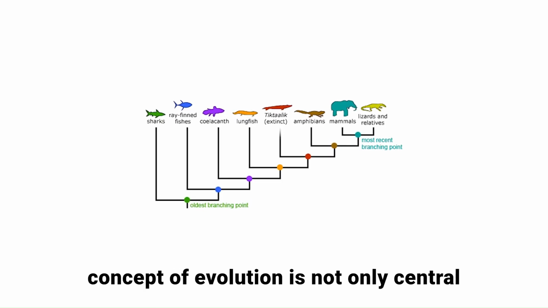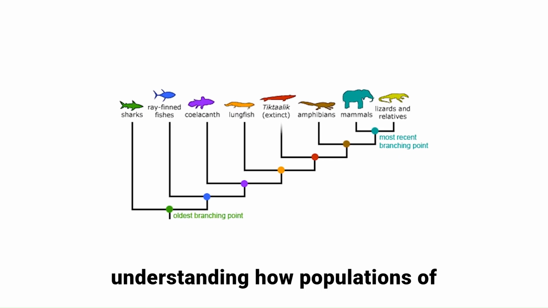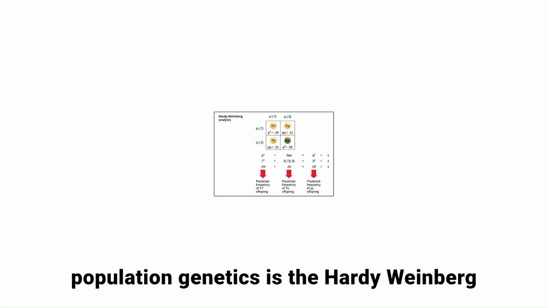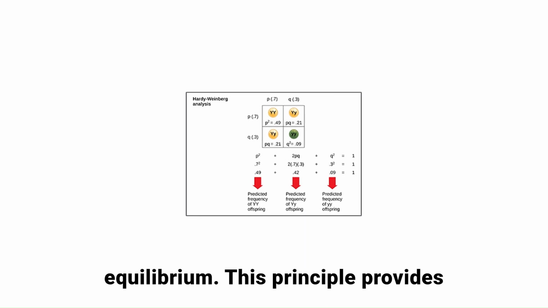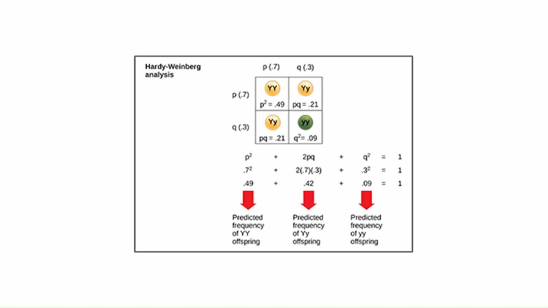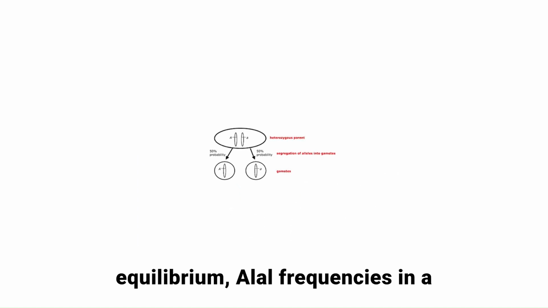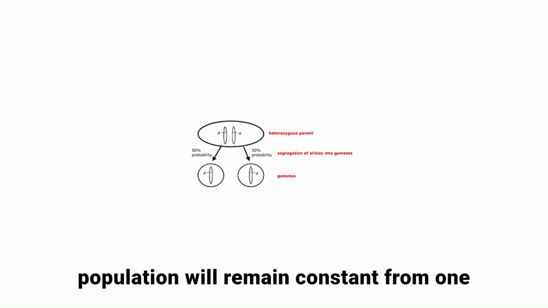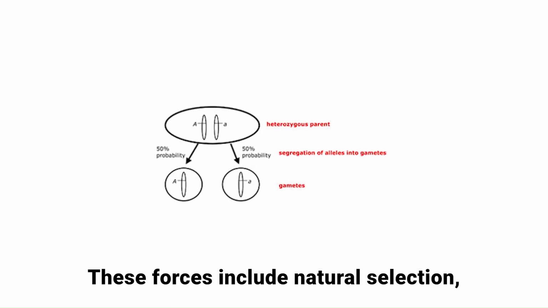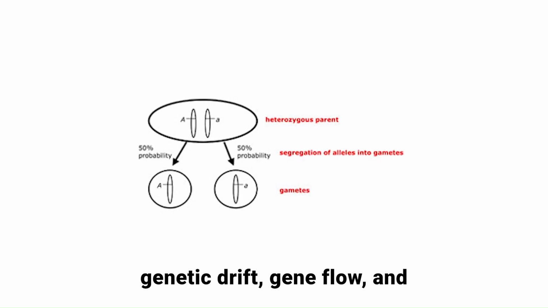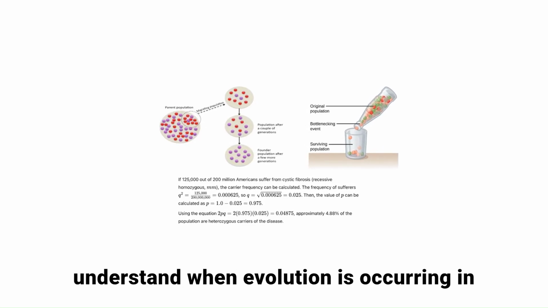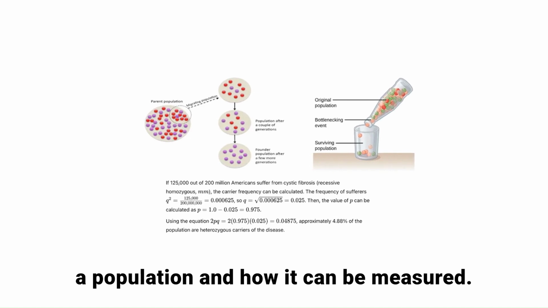The concept of evolution is not only central to biology but also extends to understanding how populations of organisms change over time. One of the most important models in population genetics is the Hardy-Weinberg equilibrium. This principle provides a mathematical framework for studying genetic variation in a population. According to the Hardy-Weinberg equilibrium, allele frequencies in a population will remain constant from one generation to the next unless acted upon by specific evolutionary forces. These forces include natural selection, genetic drift, gene flow, and mutations. In other words, the Hardy-Weinberg principle helps us understand when evolution is occurring in a population and how it can be measured.